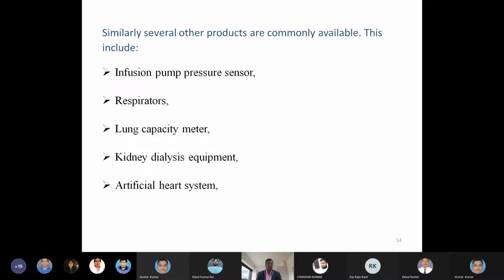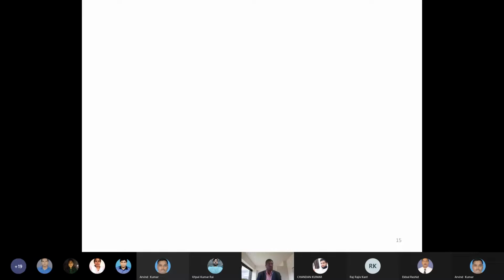Similarly, the application of mechatronics and micro mechatronics systems is not limited to only these few examples. It has a variety of applications: the infusion pump pressure sensor, the respiratory system, and of course we all know about kidney dialysis equipment, the lung capacity meter, artificial heart systems, and human care support systems. These are very commonly used industrial mechatronic systems.